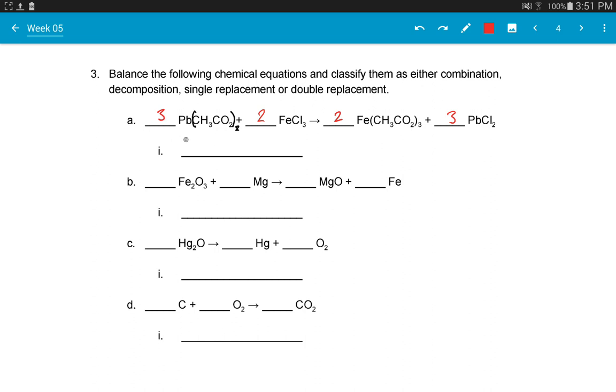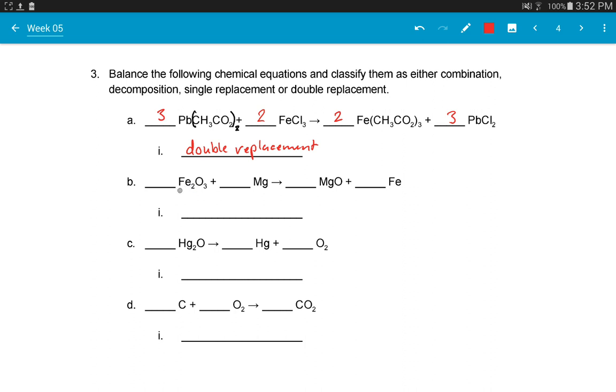And lastly, oxygen would be 2 times 2 times 3. That would be 12. And then we have 2 times 3 times 2. Also 12 oxygens on the product side. We're now balanced. In terms of classification, we have 2 compounds reacting to form 2 different compounds. This is a double replacement. In the next problem, we have iron 3 oxide reacting with magnesium to form magnesium oxide, and pure iron.